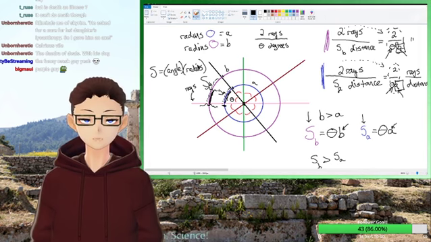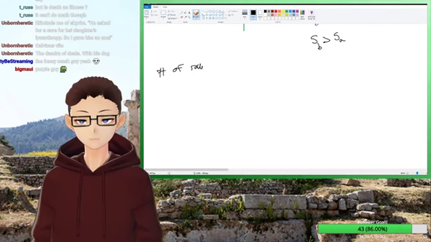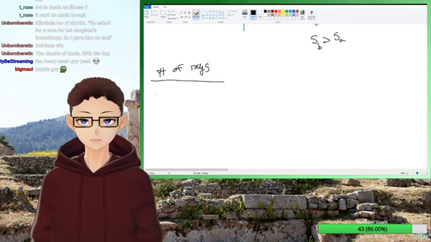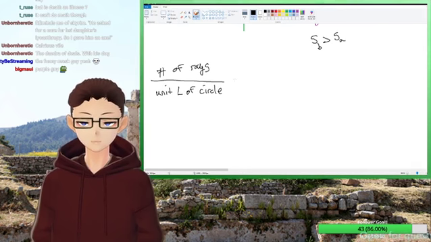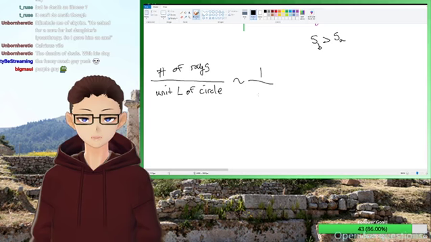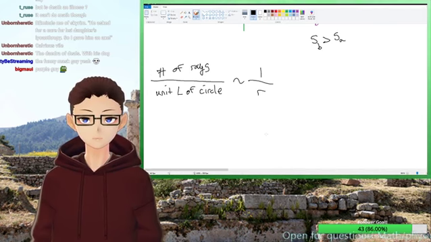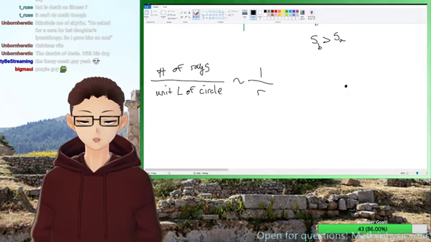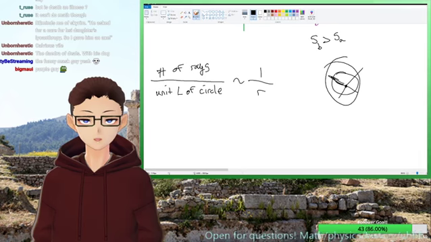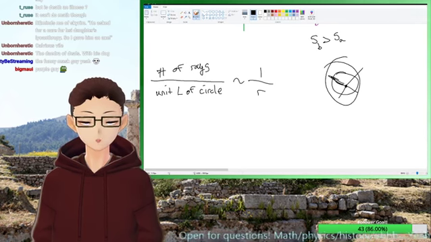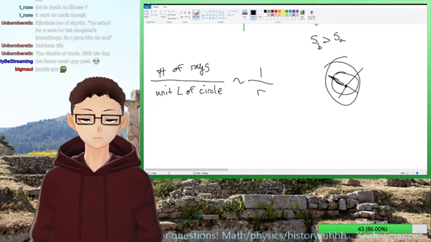Matter of fact, the number of rays per unit length of a circle is inversely proportional to the radius of that circle. So the bigger the circle away from a point that is radiating out straight lines, the smaller the count of lines penetrating per length will be. That's flux.